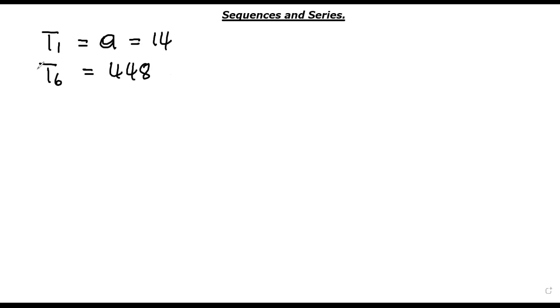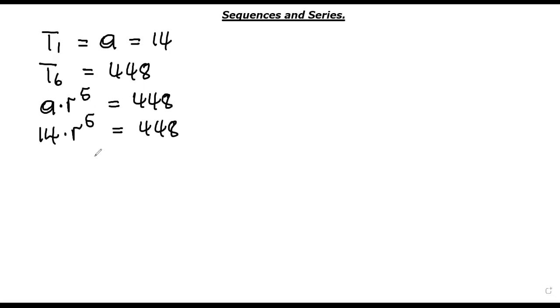So how do we define term number 6? It's just A times R to the power 6 minus 1. And 6 minus 1 will simply give you 5. And then you equate this to 448. Then you say, what is A? Well, A is just 14. And then you times this by R to the power 5, and this is equal to 448.